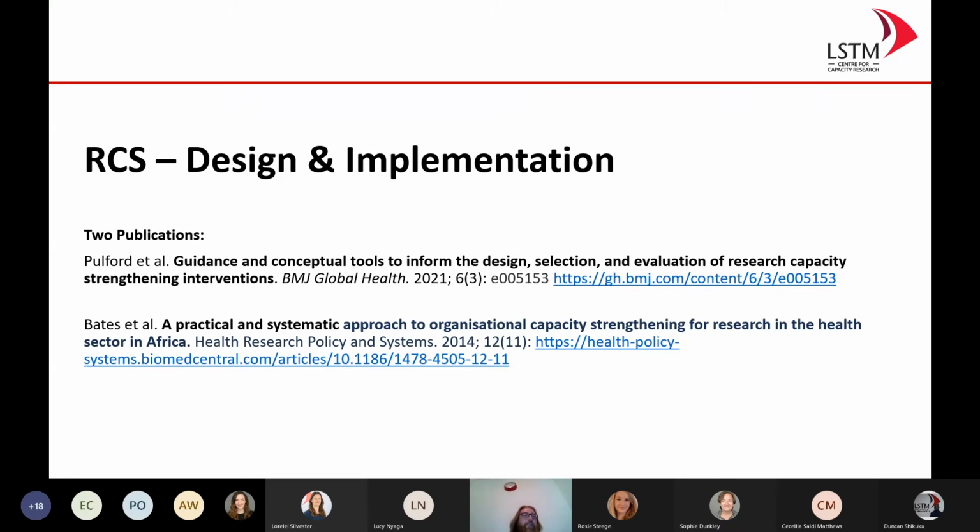What I'm going to present draws on two publications, both of which I've listed here. The first presents guidance and conceptual tools to inform the design, selection, and evaluation of research capacity strengthening initiatives. The second presents a practical and systematic approach to organisational capacity strengthening for research in the health sector.